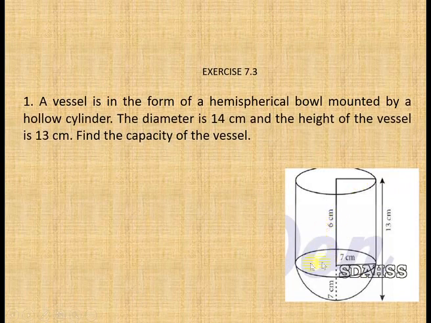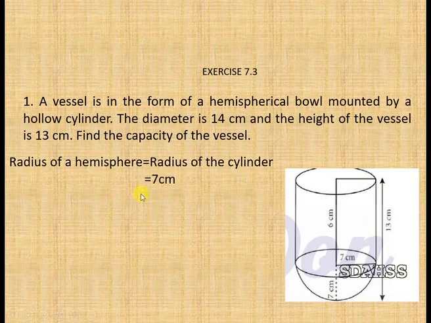The diameter of the vessel is 14, so its radius is 7. And the height of the vessel is 13 centimeter. Find the capacity. Capacity means we want to find the total volume. The radius of the hemisphere is equal to the radius of the cylinder, which is equal to 7 centimeter.